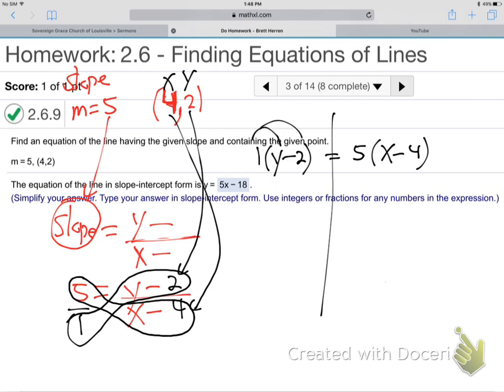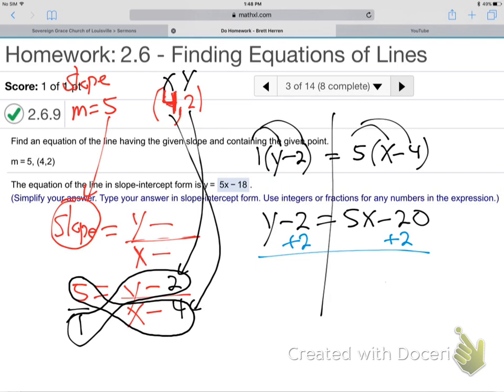And now just distribute and distribute. So we get y minus 2, 5x minus 20 when I distribute that right side. Last thing is always getting y alone, right? So what do I do to get y alone? Add 2 to this. Just add that 2. Like that. Cancels out. 5x minus 18. That's the answer. That's the answer. Already entered right there.